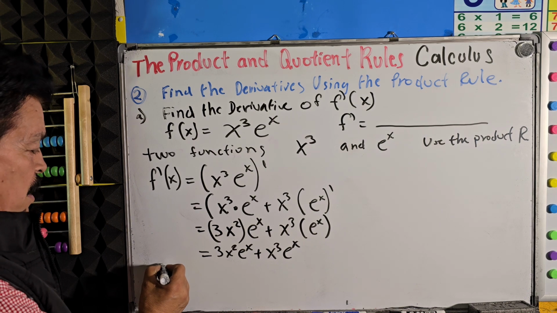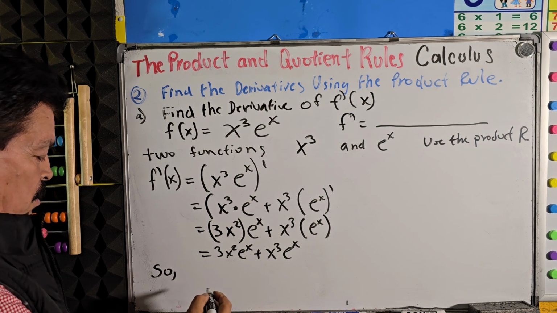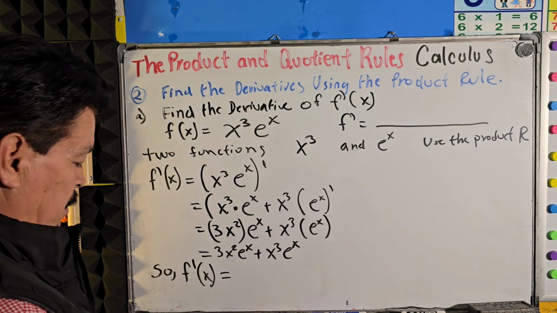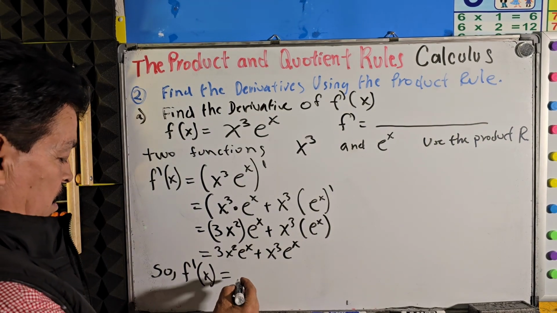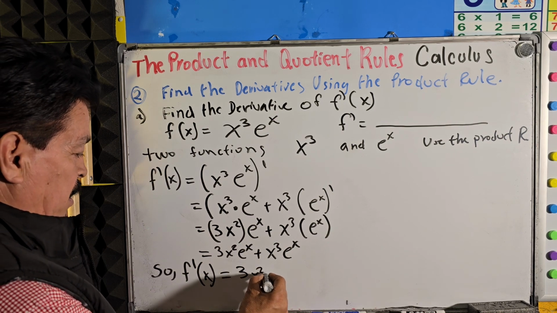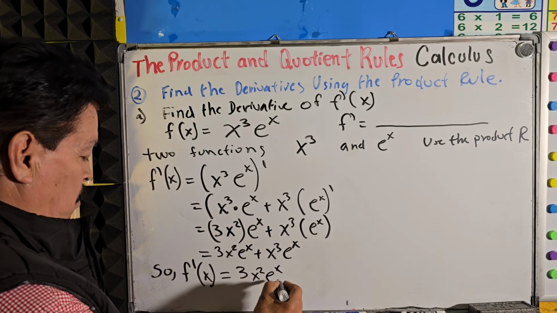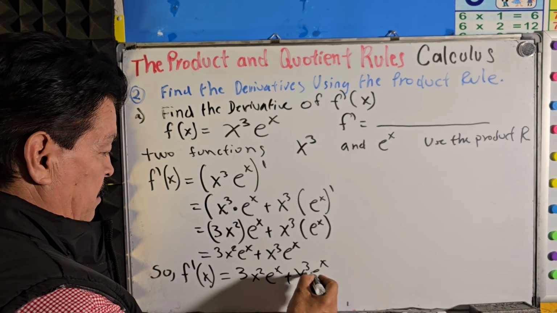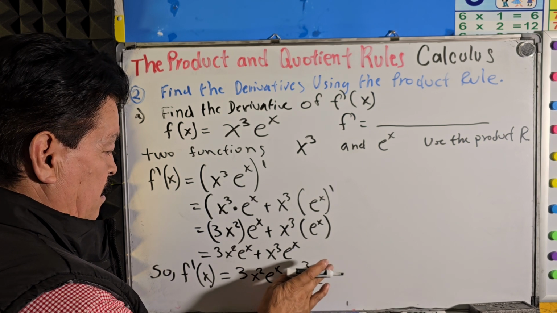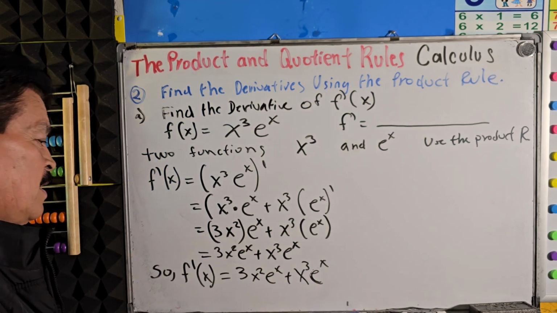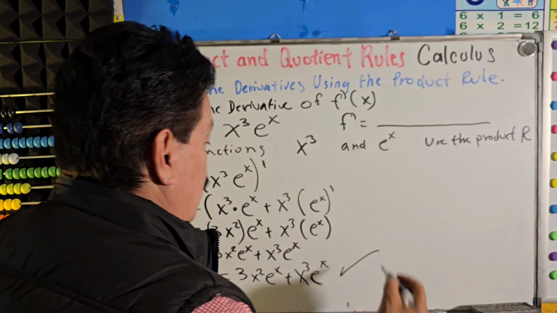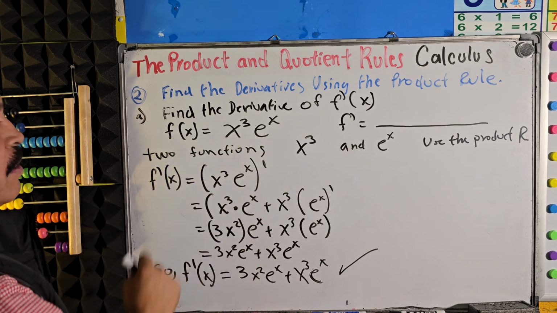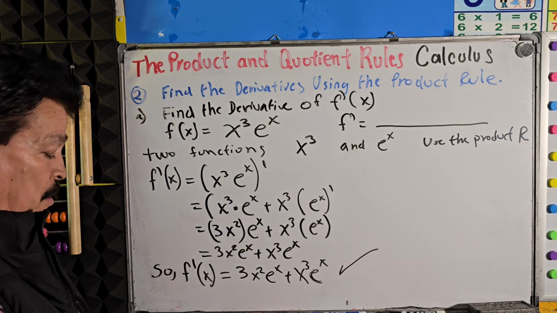All right, now our problem is done. So our answer here, f prime of x is equal to 3x to the second power e to the x power plus x to the third power e to the x power. See, that's our solution to our problem. How to find the derivative? This is our function, our problem right here, and the answer is this one. All right.